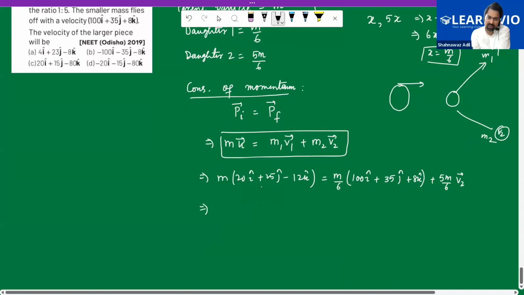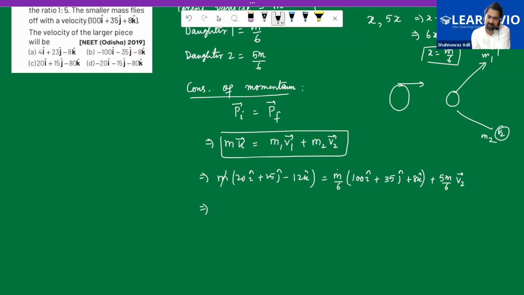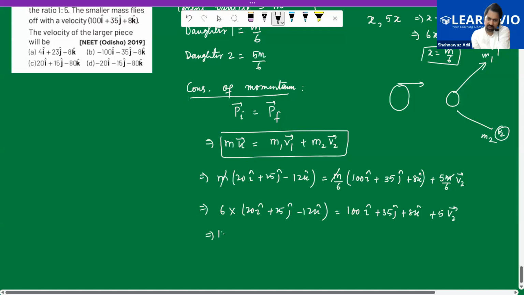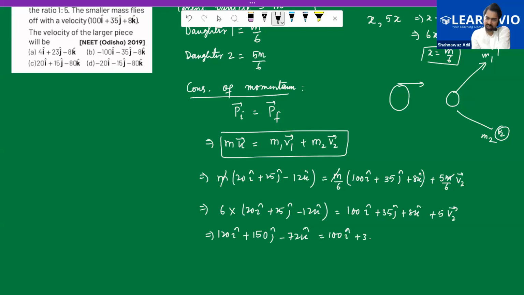So what is this thing? M is everywhere, so we can cancel it. We can take 6 common and put it in here. So 6 into 20i plus 25j minus 12k, and then this is 100i plus 35j plus 8k, and this is 5 V2. So this is 120i, and then we have 150j, and then minus 72k, and then 100i, 35j, 8k, and plus 5 V2.